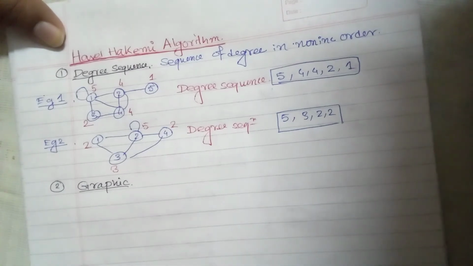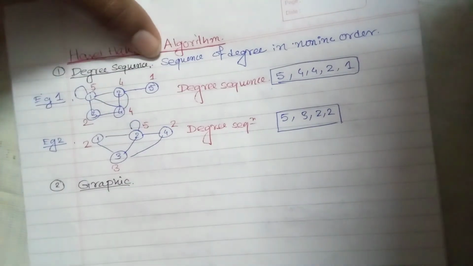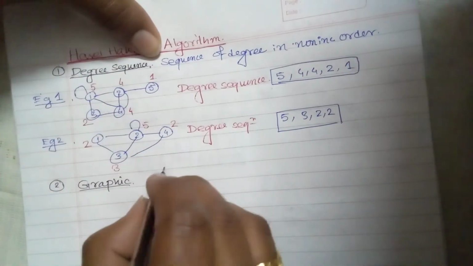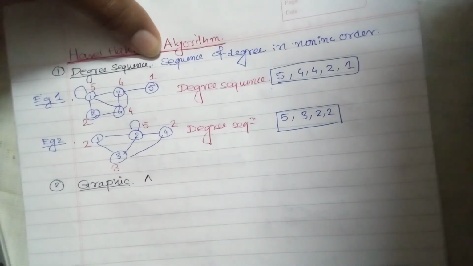Next, the second definition that we have to know, that is graphic. Okay, what do you mean by graphic? So graphic is a degree sequence. A degree sequence is called graphic if there exists a simple graph corresponding to it. So I'll say it again. A degree sequence which may form a simple graph, that degree sequence is called graphic. So whenever I write it, then this will be clear.